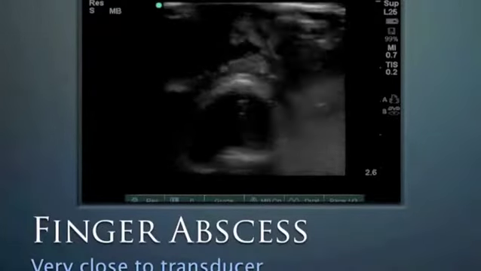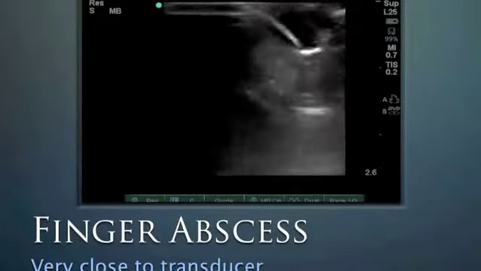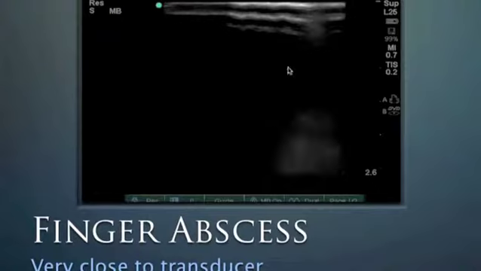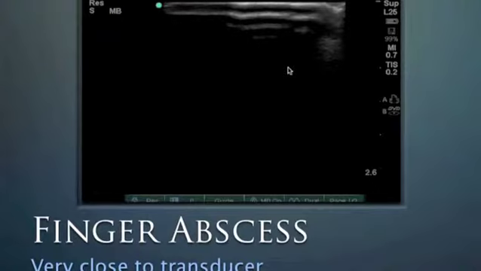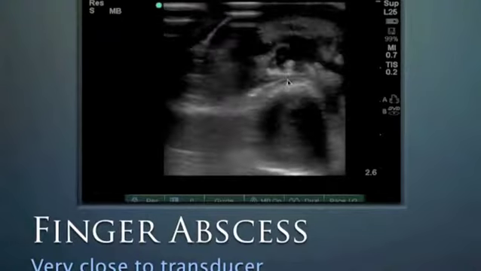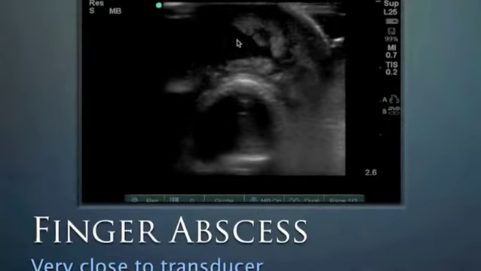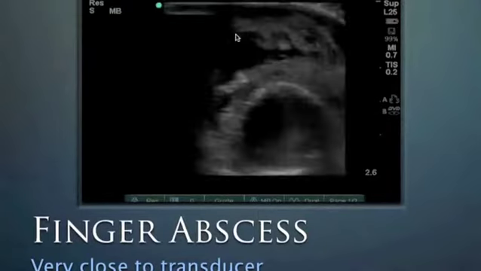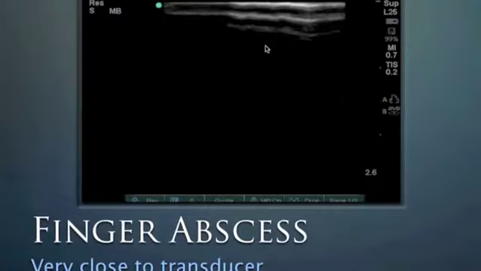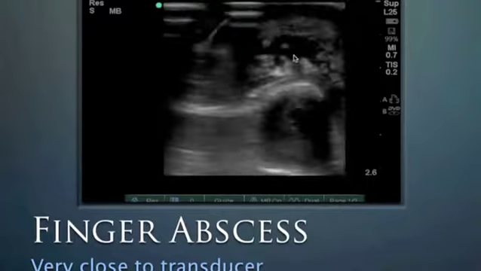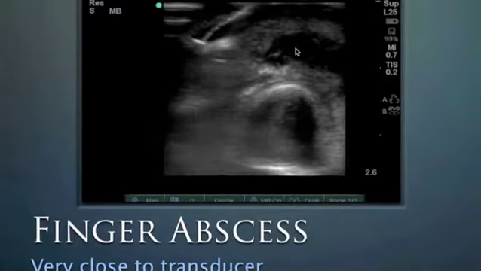And this is an example here of a patient who has an abscess actually on their finger. And the finger, obviously, is a very superficial structure. This is the bone of the finger down here, and we can see in this subcutaneous soft tissue area right here, there's a prominent hypoechoic debris seen. And in this area right here is where we can make out that abscess.